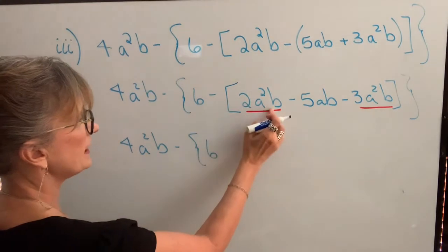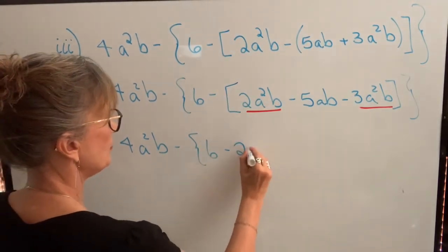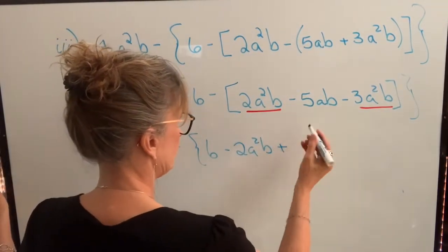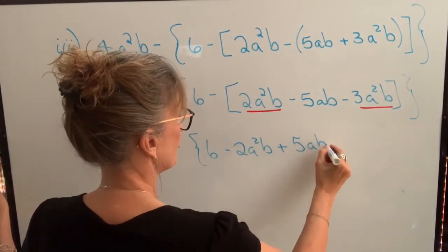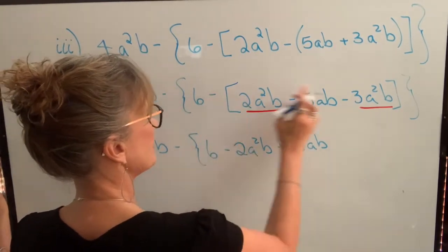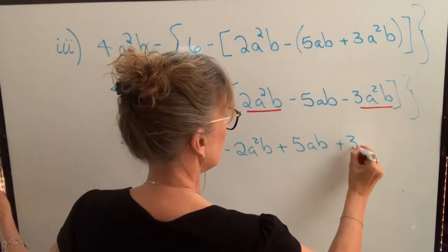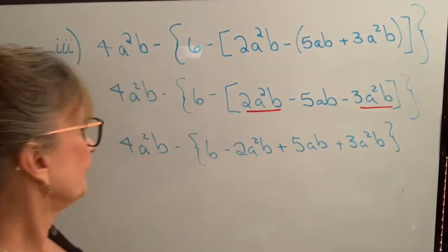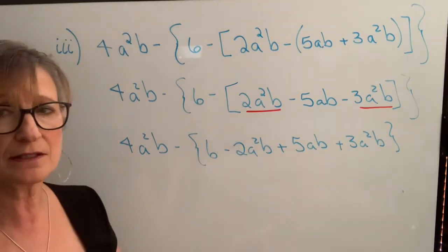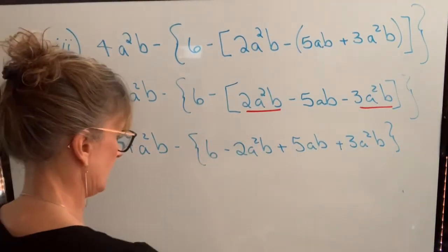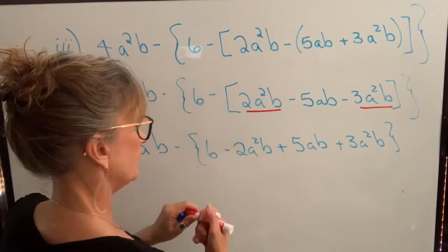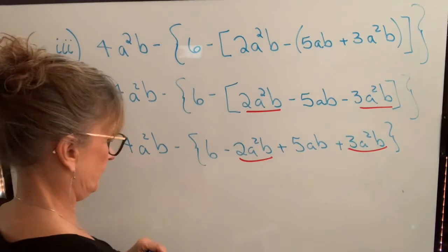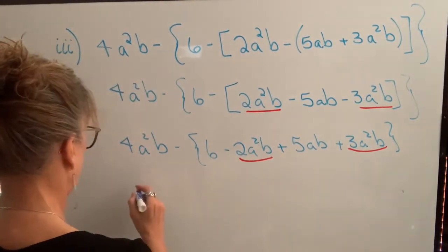So again, I'm subtracting each term. So I'm subtracting 2ab squared, or a squared b, minus a negative becomes a positive, plus 5ab. Same thing here, minus a negative becomes plus 3a squared b. And again, I'm going to look, is there anything I can simplify within before I take a look outside? I have negative 2a squared b, I have positive 3a squared b. So I can combine those.